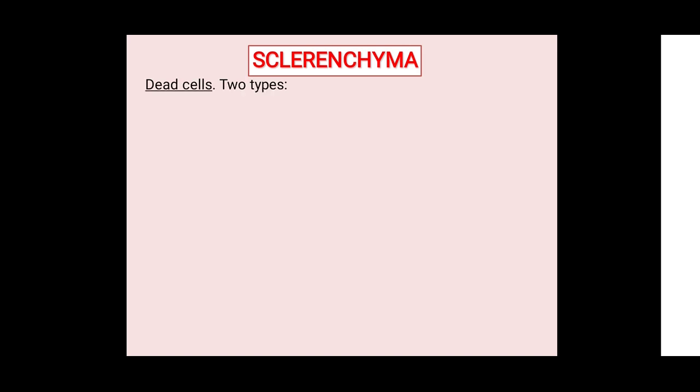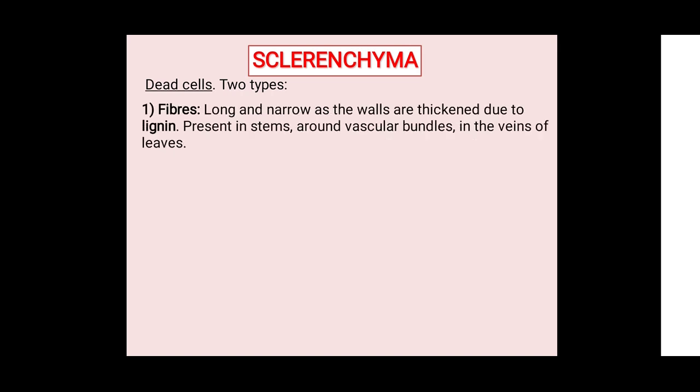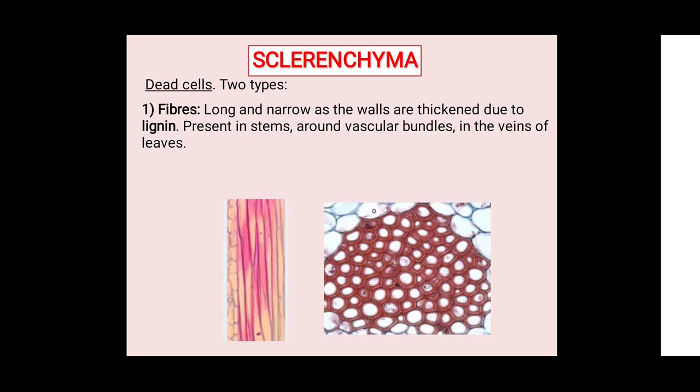Then we come to sclerenchyma. Very important, it's made up of dead cells. Here you can also get in your theory that you differentiate between parenchyma and sclerenchyma. So first point would be they are living cells, and here they are dead cells. And they are of two types. Number one, the fibers, which are long and narrow. So on the left hand side you can see how they are long and they are very narrow. And on the right hand side is the transverse section.